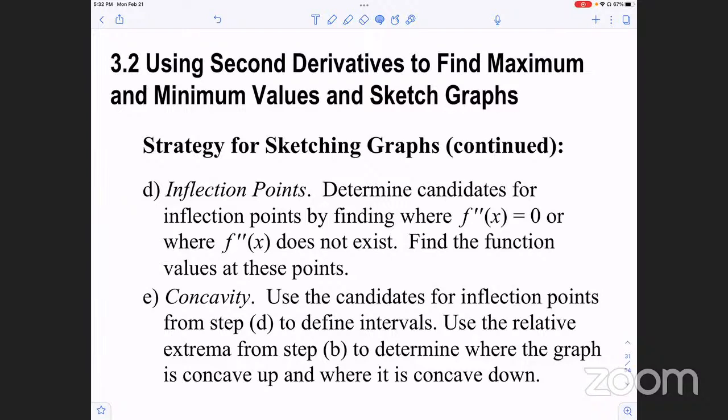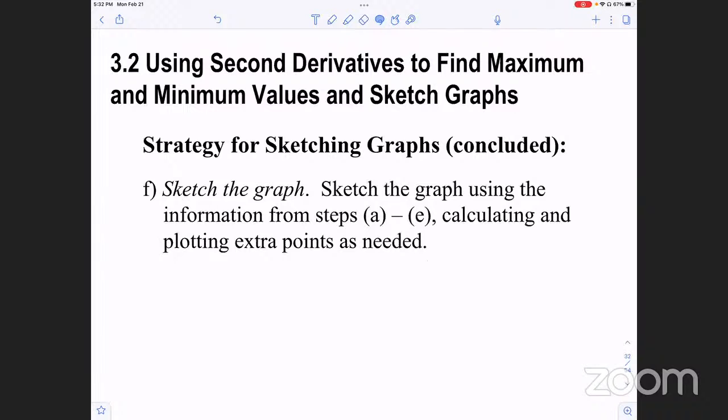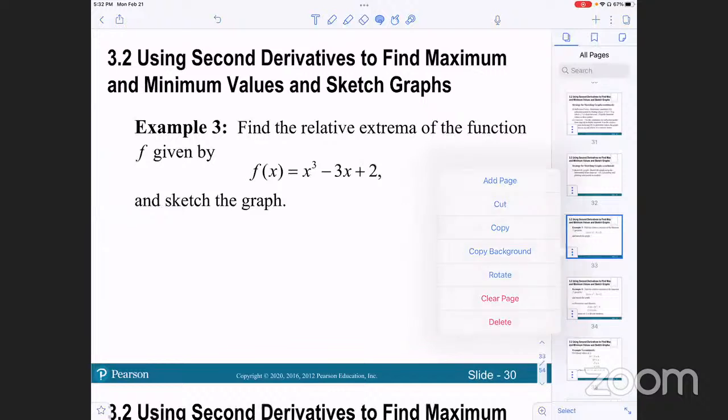Concavity: use the candidates for inflection points from step D to define intervals. Use the relative extrema from step B to determine whether the graph is concave up or concave down, and then sketch the graph, right? So that's a mouthful. It's a little intense. Let's give it a go. I've got a little over 10 minutes, right? Find the relative extrema of the function given by this, and then sketch the graph. Okay, let's give ourselves some space and give it a go. I think we can do it.